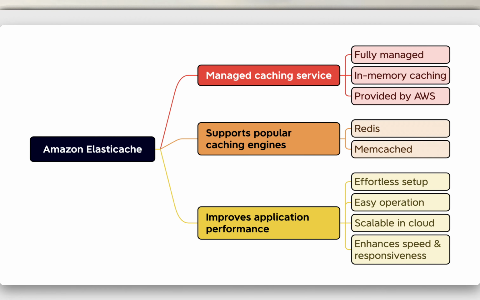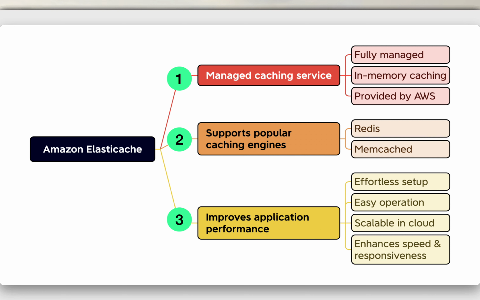Amazon Elasticache. 1. Managed caching service. Amazon Elasticache is a fully managed in-memory caching service provided by Amazon Web Services, AWS. 2. Supports popular caching engines. It offers support for two major caching engines, Redis and Memcached.